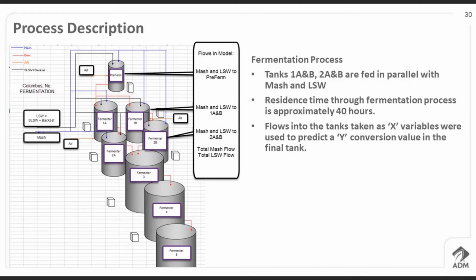The fermentation process is essentially a series of large tanks where we use yeast to ferment sugars into ethanol. The front end of the fermentation process is fed with mash, which contains the fermentable sugars, and light steep water. We have a residence time through this process of about 40 hours. So our goal was to take these flows into the different tanks on the front end of the process and be able to predict what the final conversion would be.